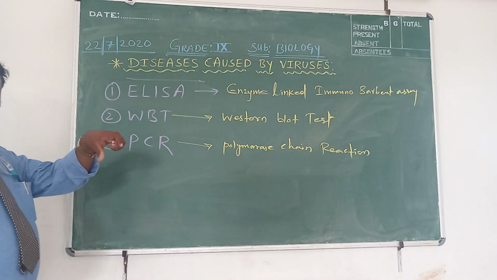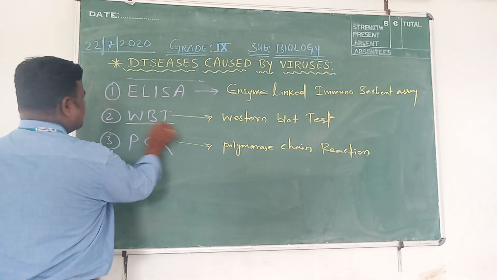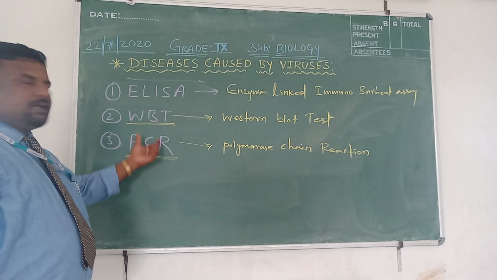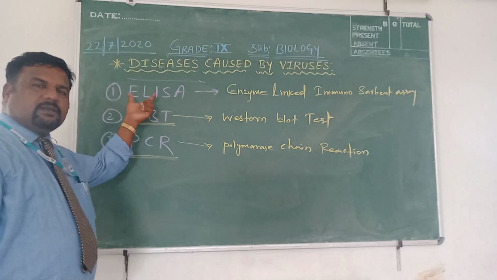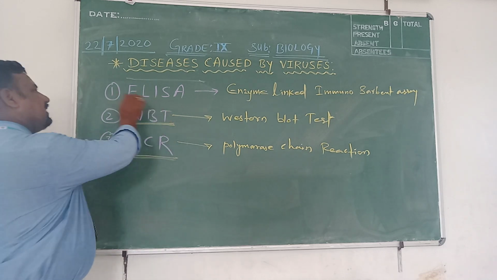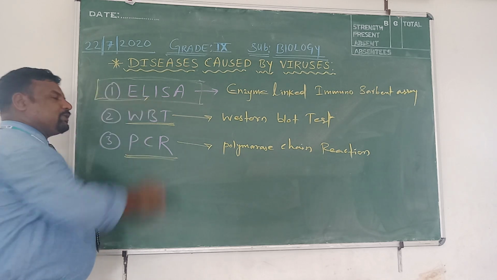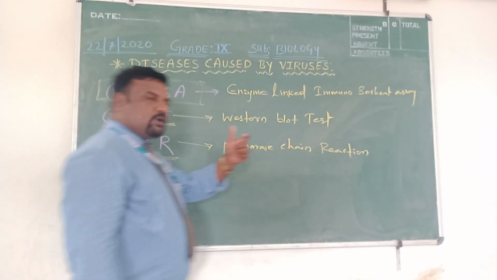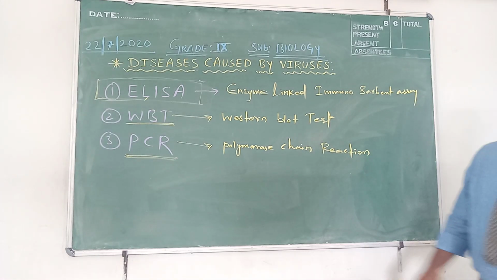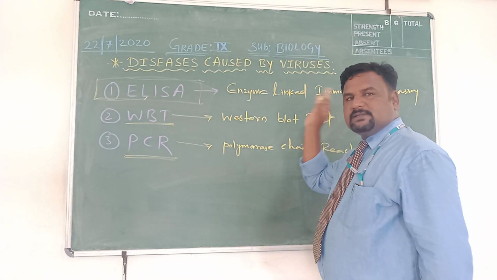Nowadays it's available everywhere, especially these two, WBT, Western blot test, and PCR, polymerase chain reaction. They are very expensive compared to ELISA, and ELISA is commonly available everywhere. But there is one risk involved in this. Of course, by doing this test, one can know the status whether it is positive or negative. But during the window period of infection, the ELISA test shows a false negative result.